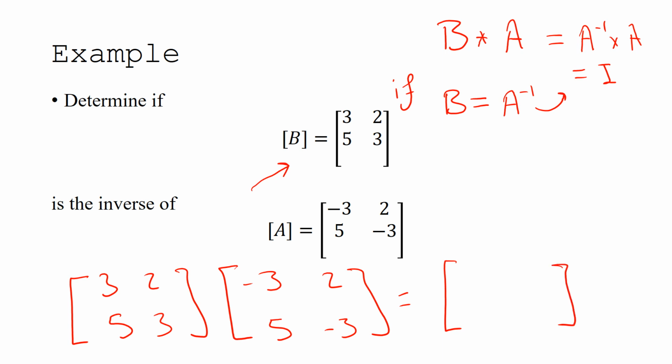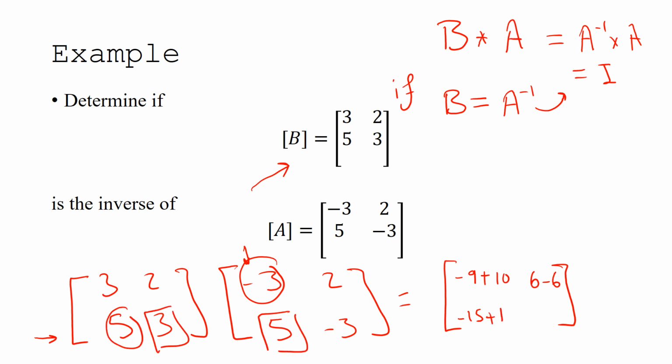So I start with the first row, first column. So I have negative 9 plus 10. How about the first row, second column? So you're going to have 6 minus 6. We do second row, first column. So we have minus 15 plus 15.